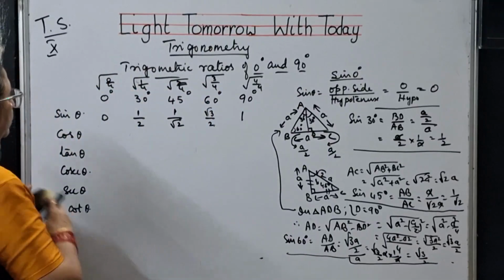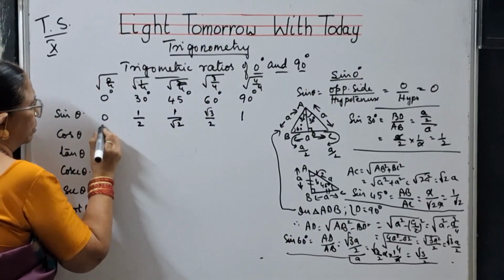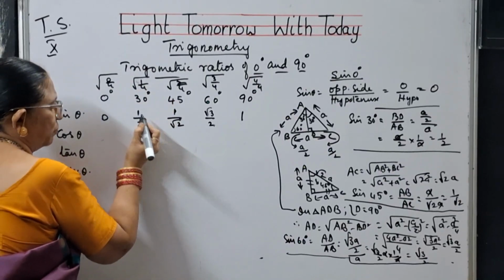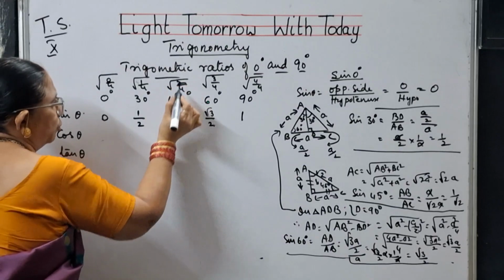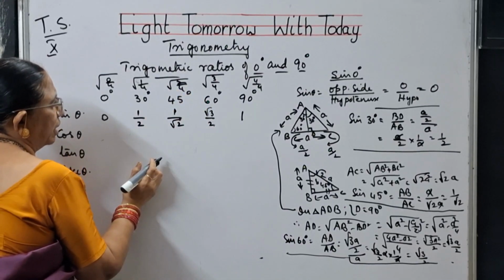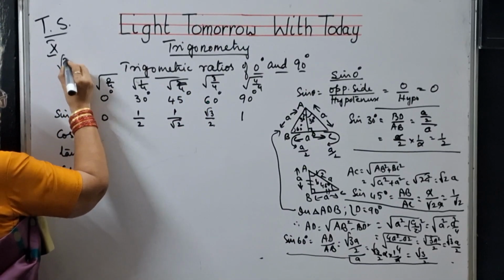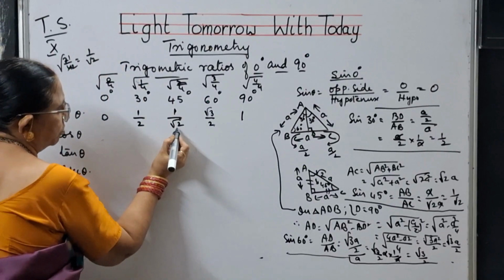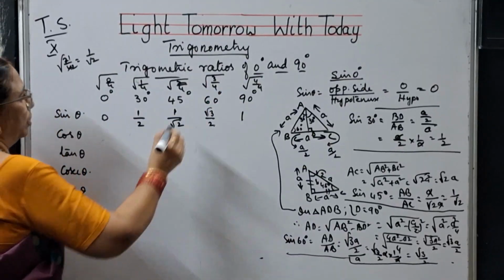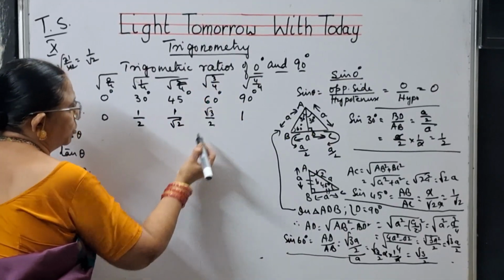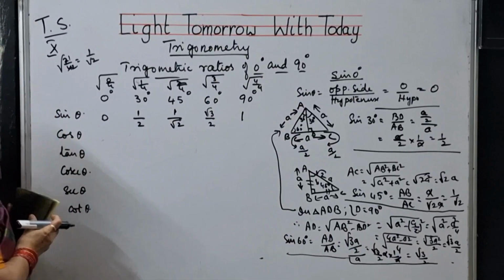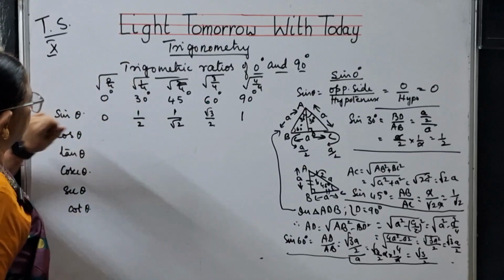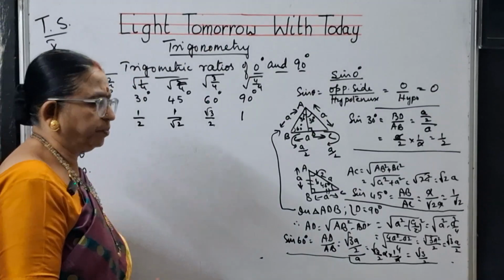under root. So 0 by 4 is 0, root 0 is nothing but 0, and root of 1 by 4 means, you see children, root 1 means 1, root 4 means 2. Root 2 by 4 means root 2 over 2, so we can say that we have got 1 by root 2. Root 3 by 4, root 3 will be as it is, 4 becomes 2. Root 4 by 4, 4 by 4, 1. So this is the easiest way of remembering the values of this table.